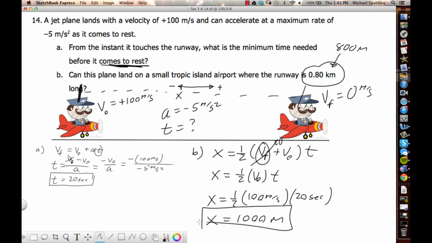Could this airplane land on this island? No. Because what's the stopping distance required? 1,000. And then the island, how long is the runway on the island? 800. So that would not be good.